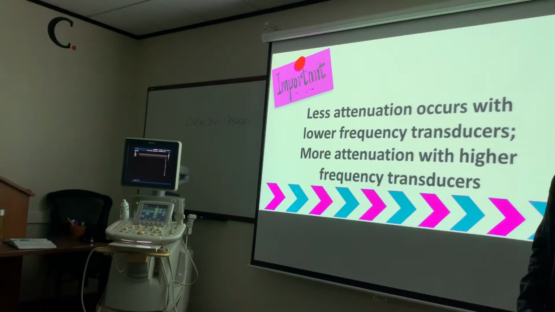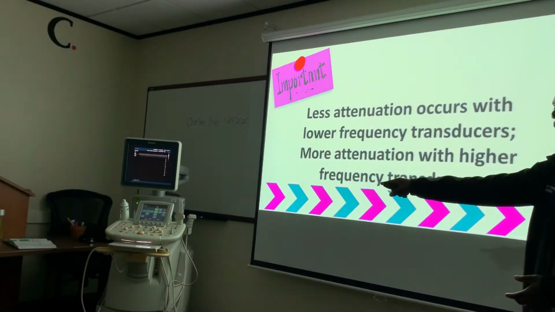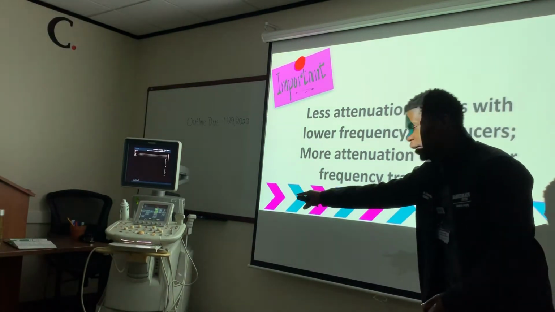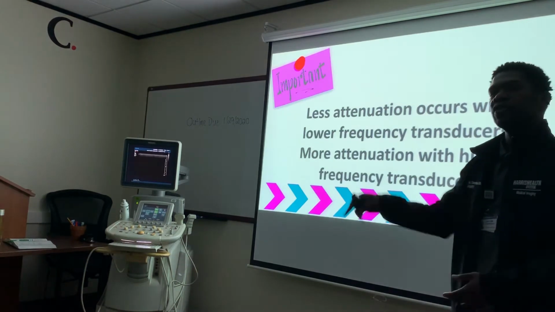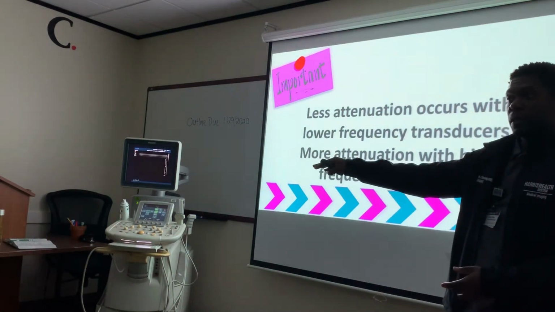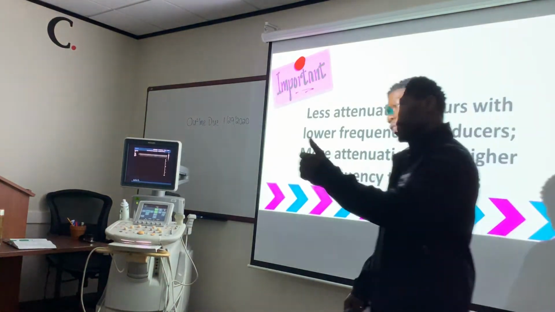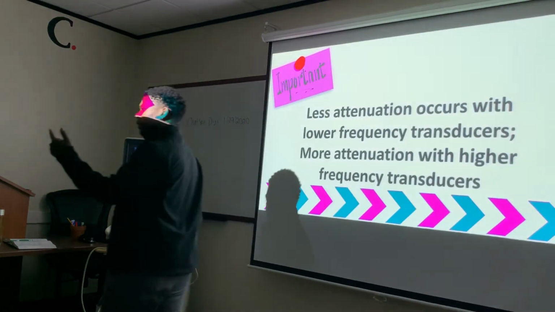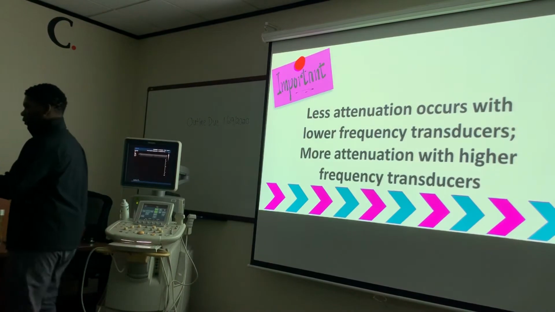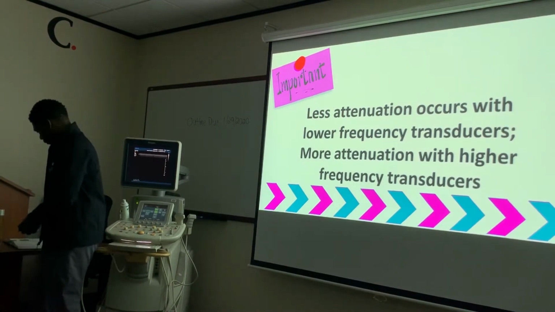That's the reason we use the C5, the curved transducer, compared to a 12, because it's able to travel deeper into the body, because it's lower frequency. Higher frequency is going to give us better image quality, but we're not going to be able to see as deep into the body as we want to. Okay?